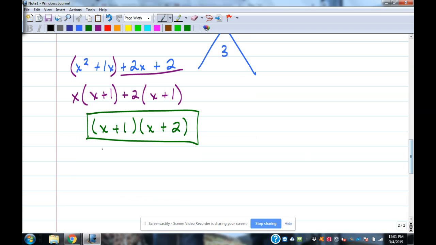Learn the process. Now, so far, the first two had only positive numbers in them. Let's throw a negative number into the game and see how that goes. So let's say we had 2x squared minus 7x plus 3. So I'm putting one negative number in here to work with.